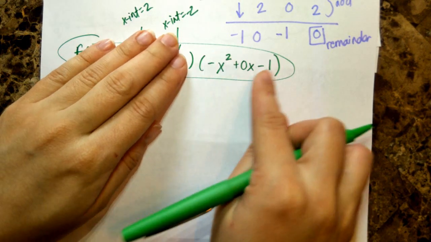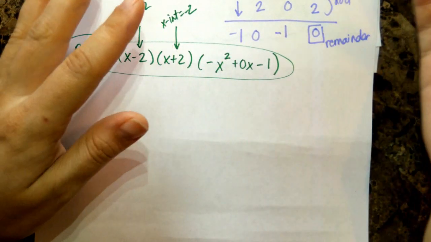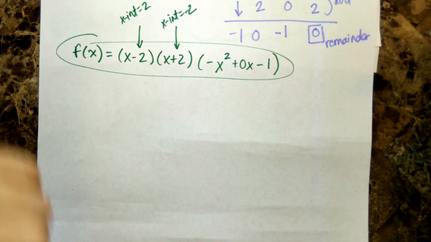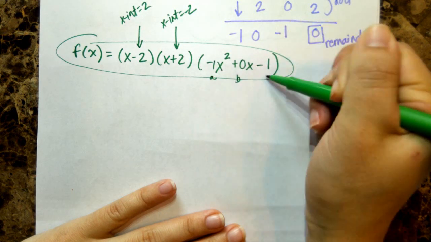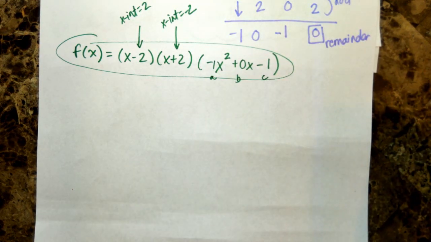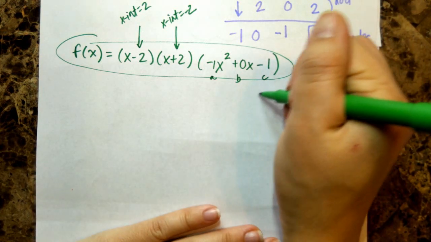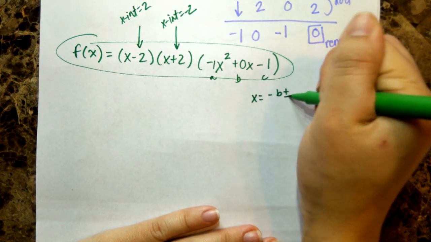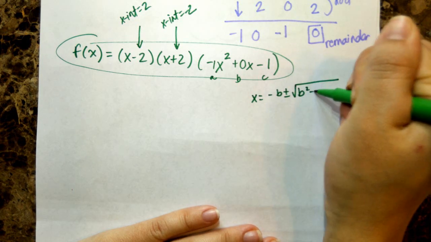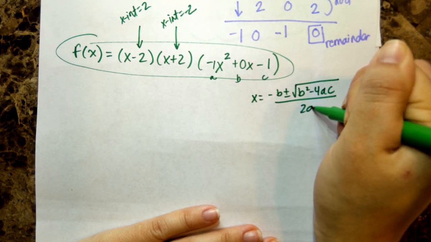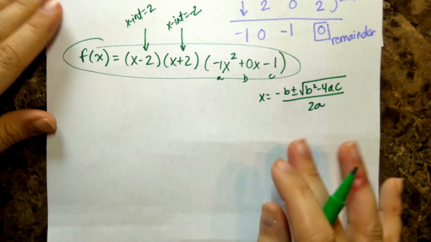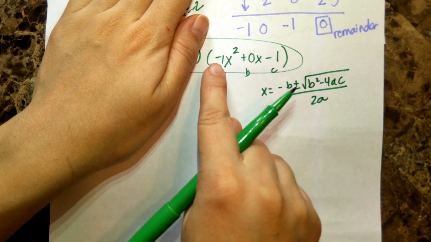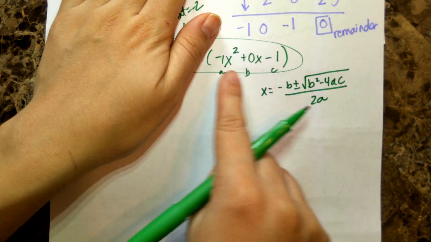Anytime you want to find zeros or x-intercepts from a quadratic, you can either factor or use the quadratic formula. The quadratic formula is where you label A, B, and C and plug them into x equals negative b plus or minus the square root of b squared minus 4ac, all over 2a. You can try to factor, but I don't think this one will work quite right. I'll use the quadratic formula to factor out these last two parts, because I want the whole thing in factored form.